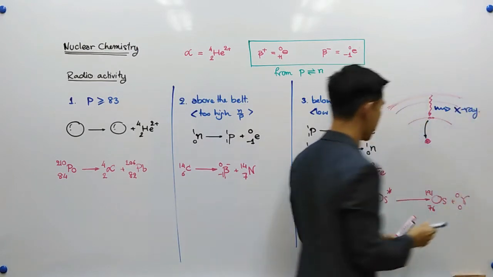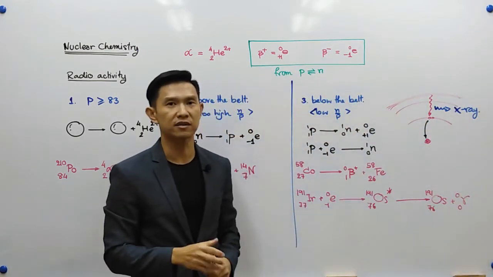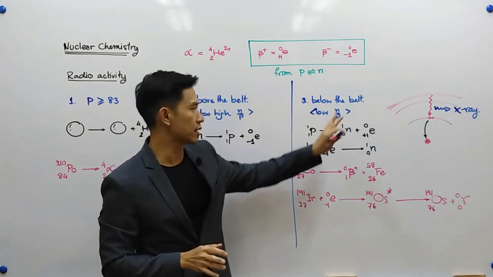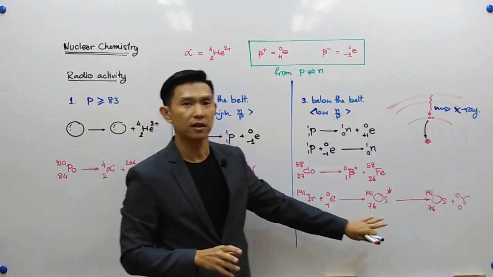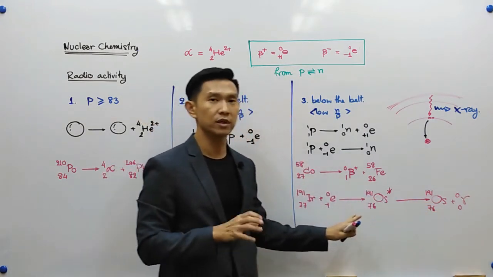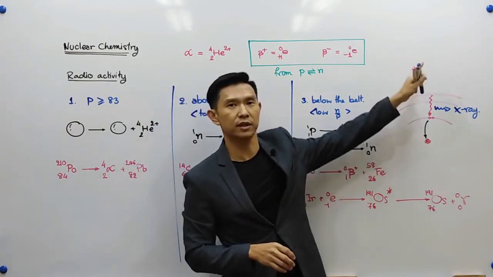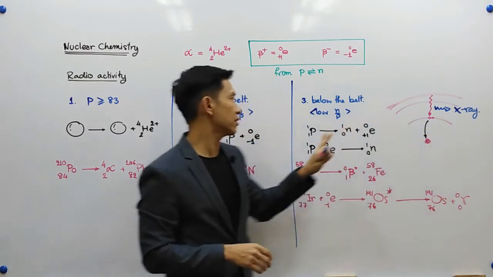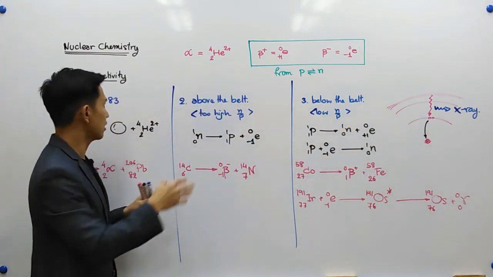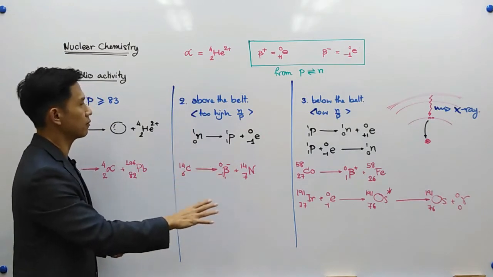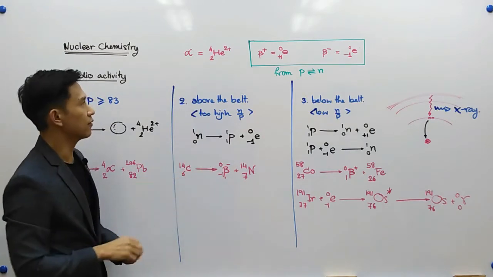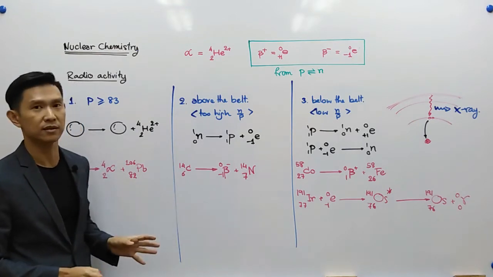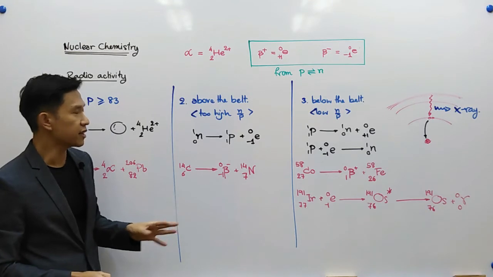X-ray. X-ray and gamma ray are quite the same in terms of energy levels, but they come out from different mechanisms. Gamma rays come out from the nucleus, right? But X-rays come out from the electronic transition over here, right? So these are the four types or five types of radioactivities of your radioactive element.